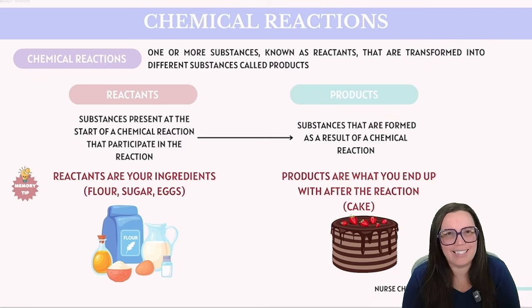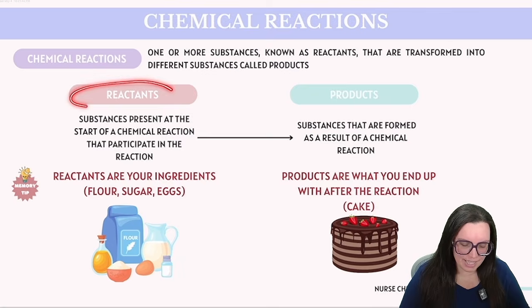So what exactly is a chemical reaction? Well, they are one or more substances known as reactants that are transformed into different substances called products. They occur whenever bonds between atoms and molecules are created or severed. So what exactly does that entail?